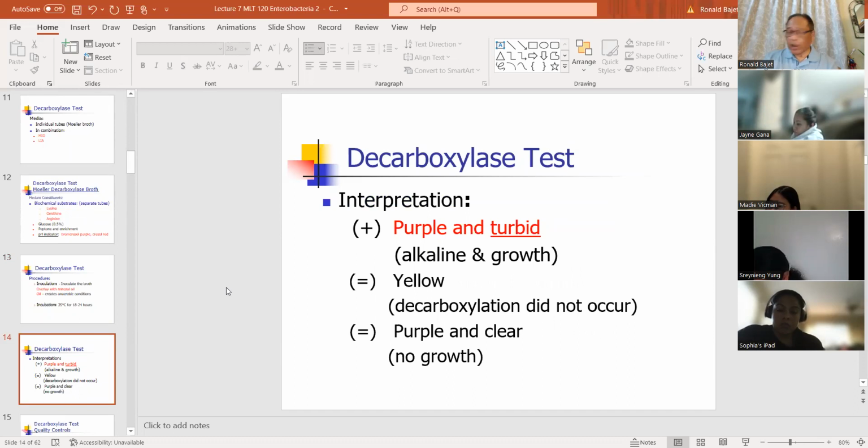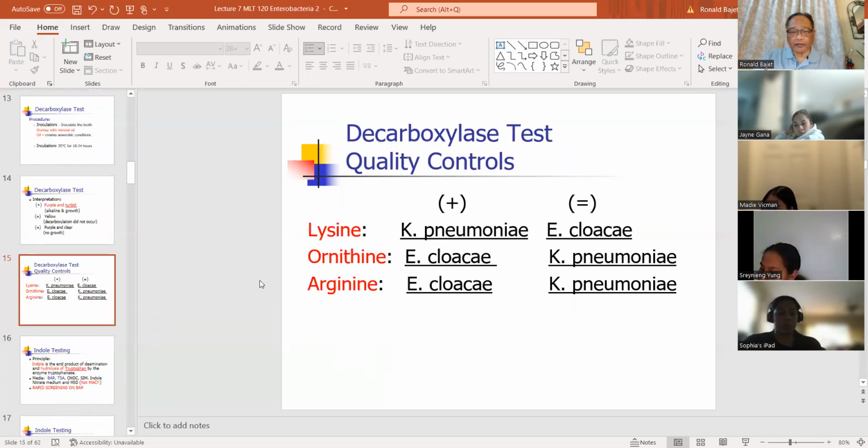And this is one of the reasons why I don't like this test. We're going to be getting these tubes too, so that we can actually look at the reactions. A positive test is purple and turbid. A negative test is yellow, and also a negative test is purple and clear. So there's a difference between purple and turbid and purple and clear. Yellow is also interpreted as negative, but if it's purple and clear, then that's considered a negative test. It has to be turbid to be called positive.